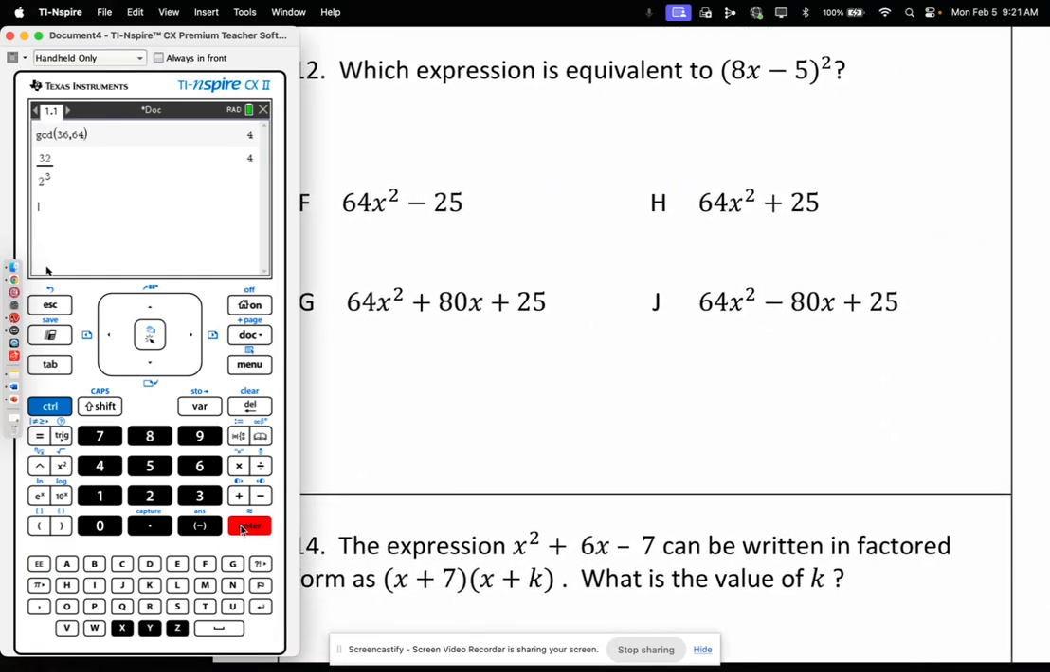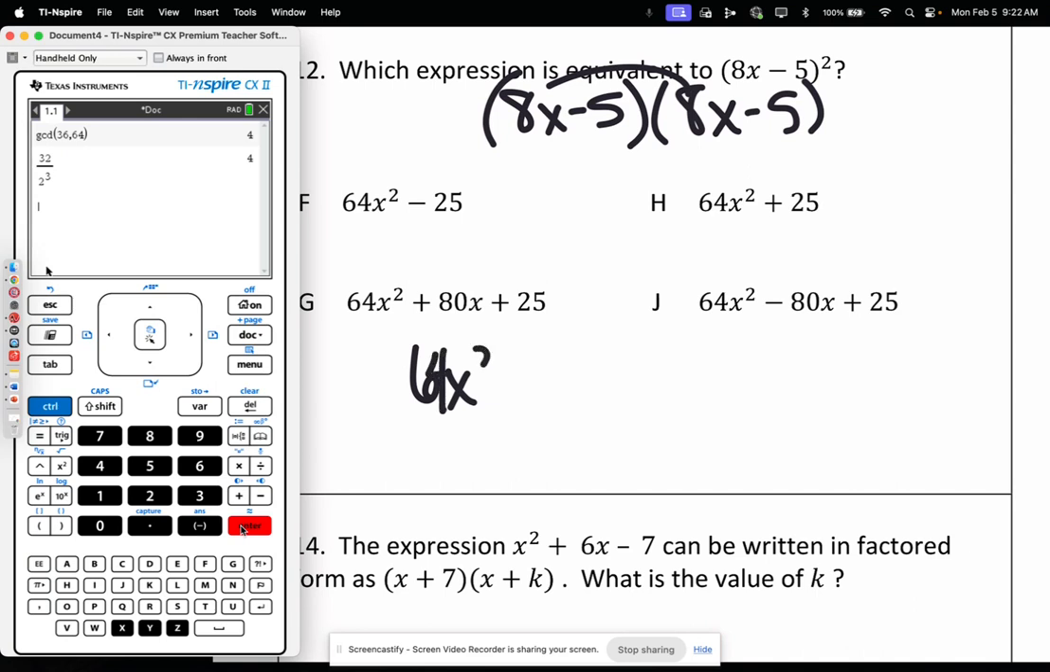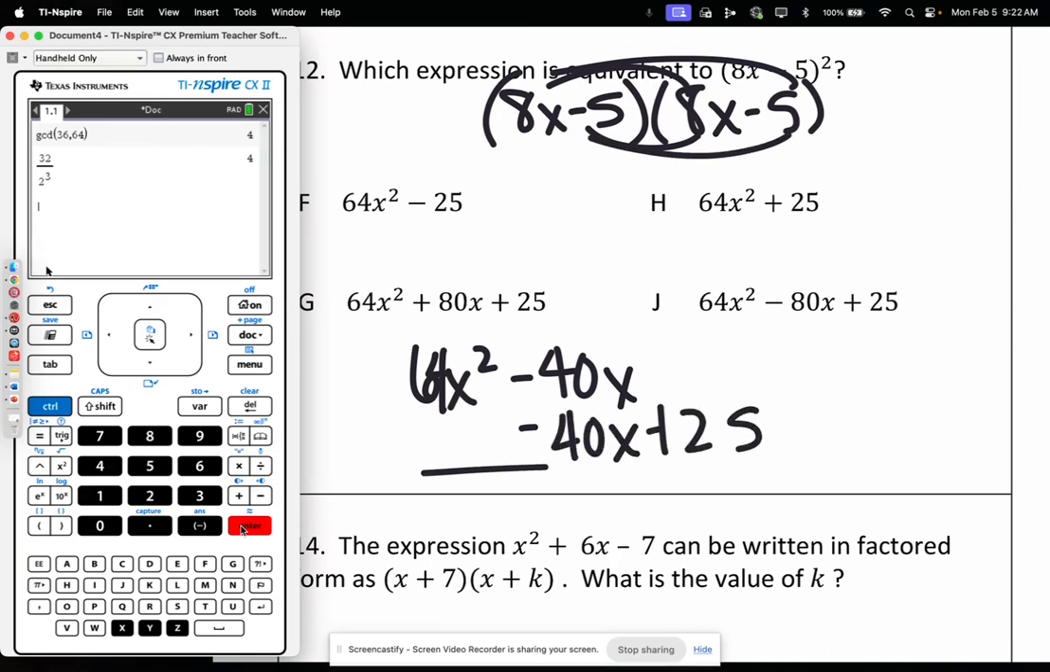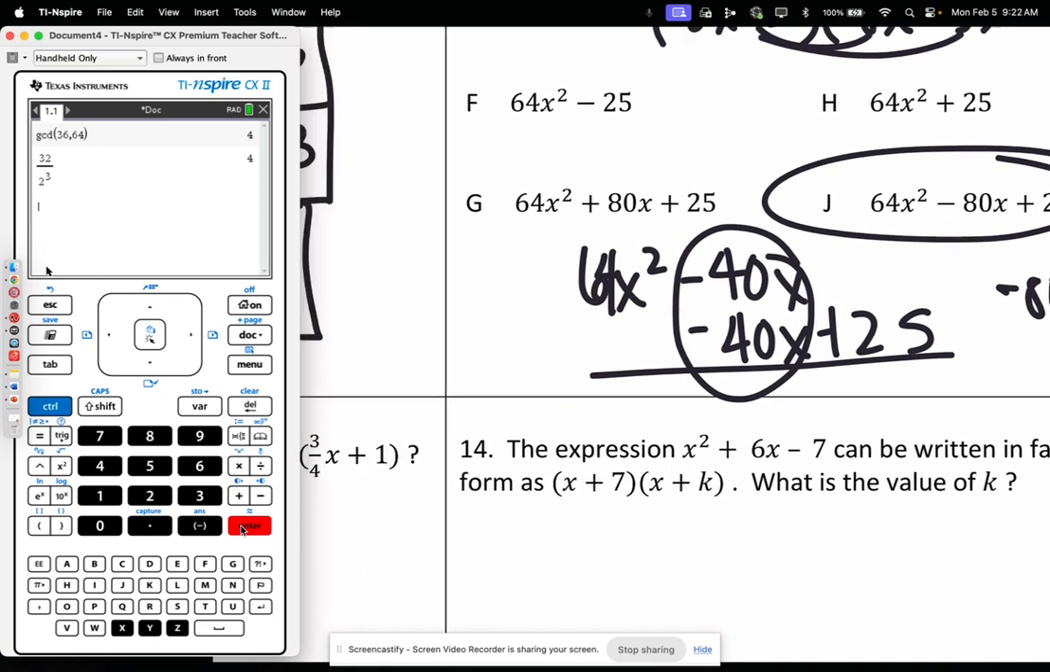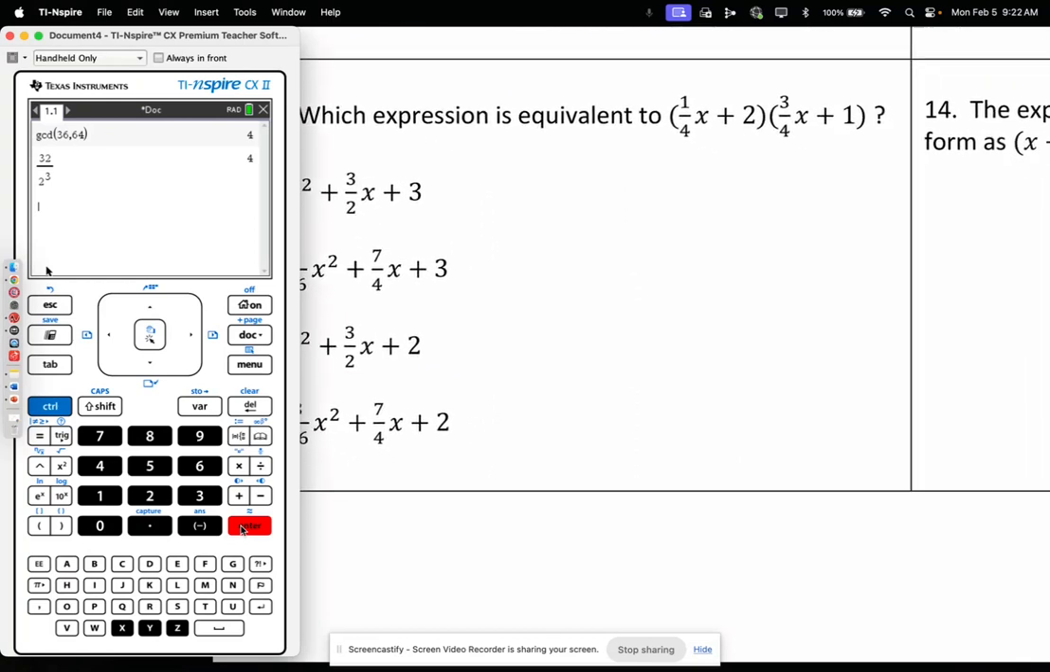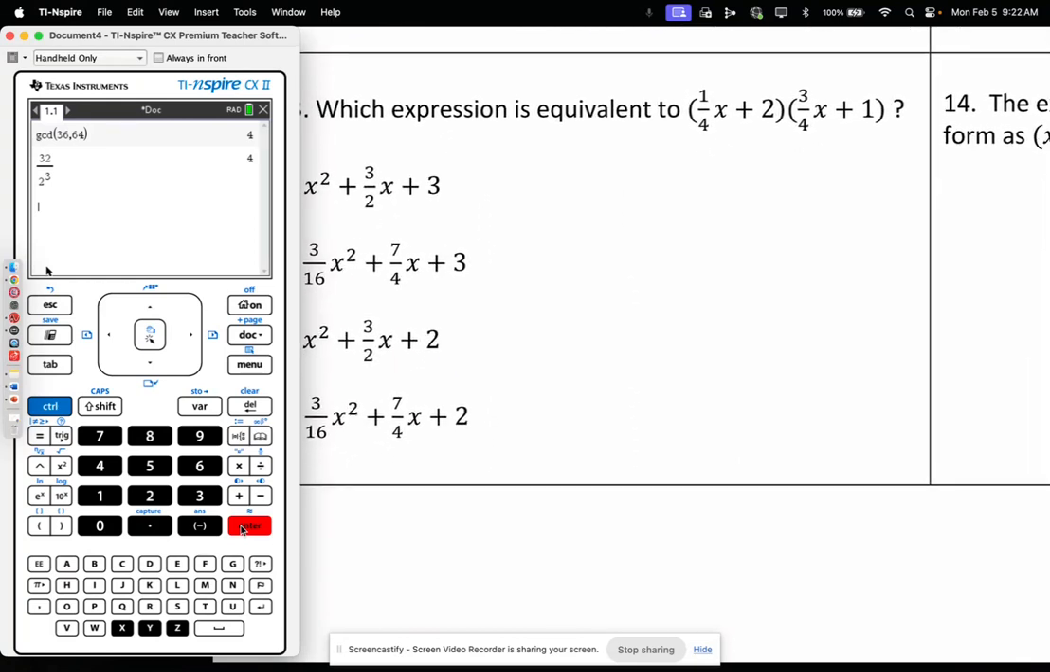All right, here, again, we're multiplying. If it's squared, we're writing it twice. So 64x squared minus 40x minus 40x plus 25. So when I put those together, right here, this is going to be a negative 80x. So it is J.